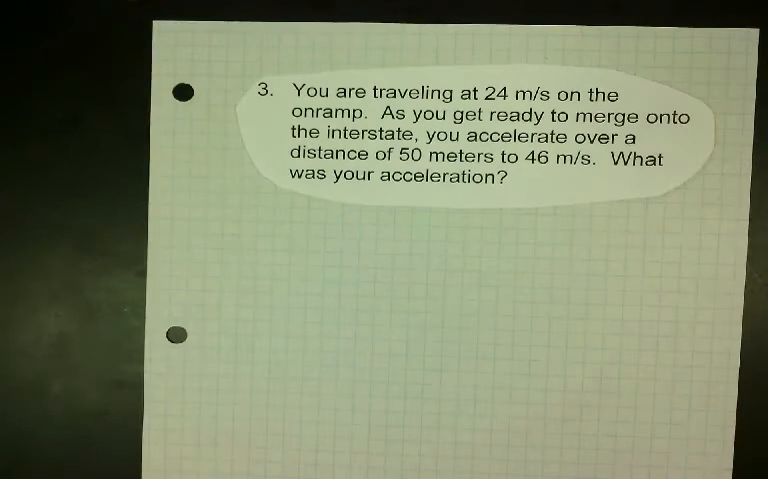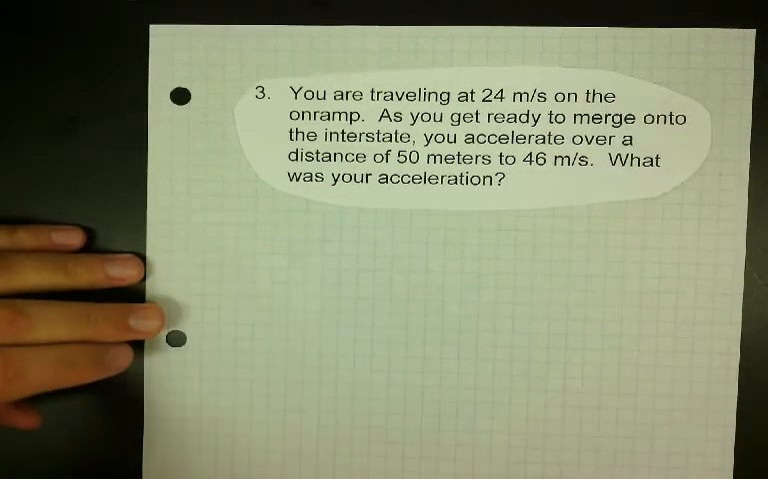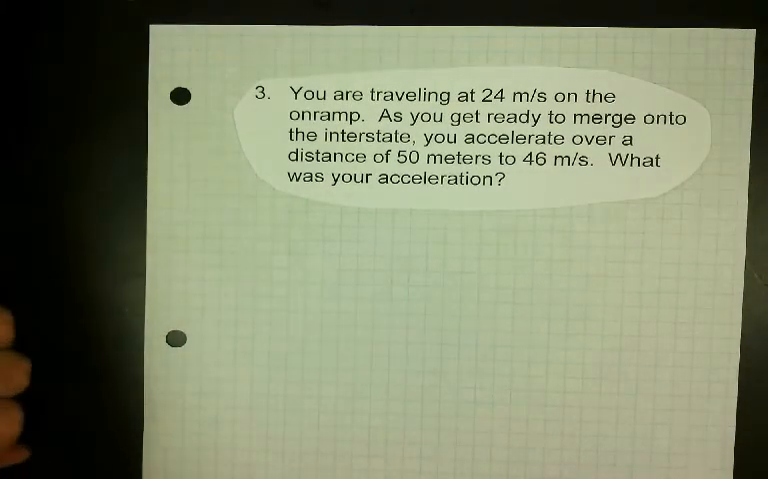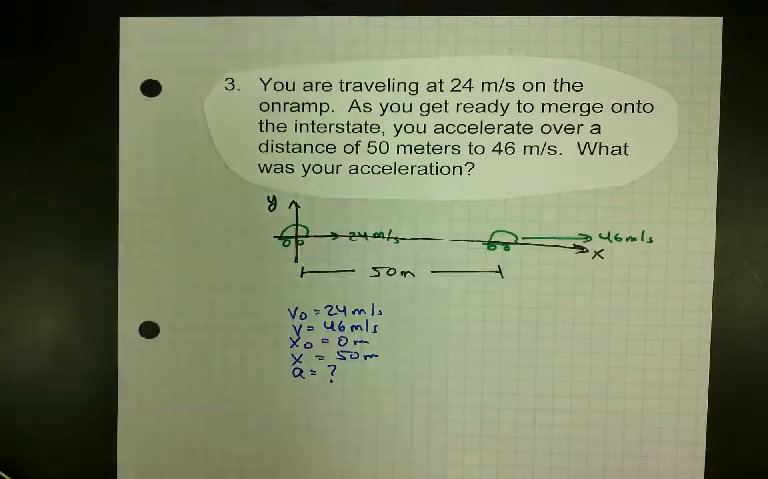Alright, you are traveling at 24 meters per second on the on-ramp. As you get ready to merge into the interstate, you accelerate over a distance of 50 meters to 46 meters per second. What's your acceleration? Okay, so we're going to start with a picture. I'm going to let you do the picture, knowns and unknowns by yourself. Pause the video, and when you're ready, go ahead and play it.